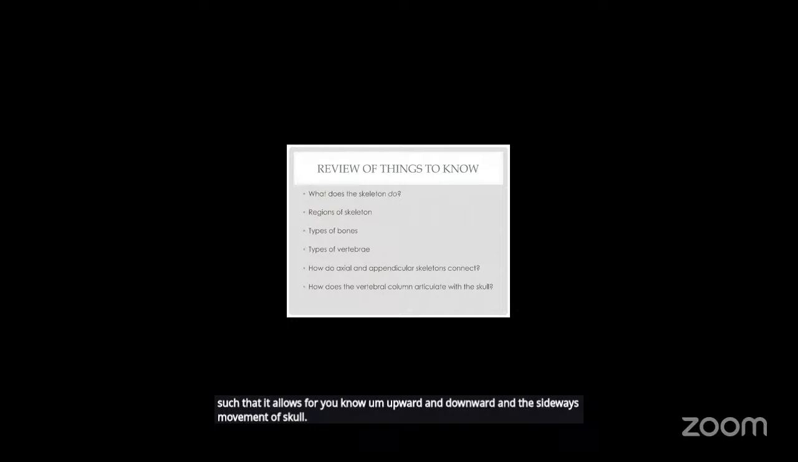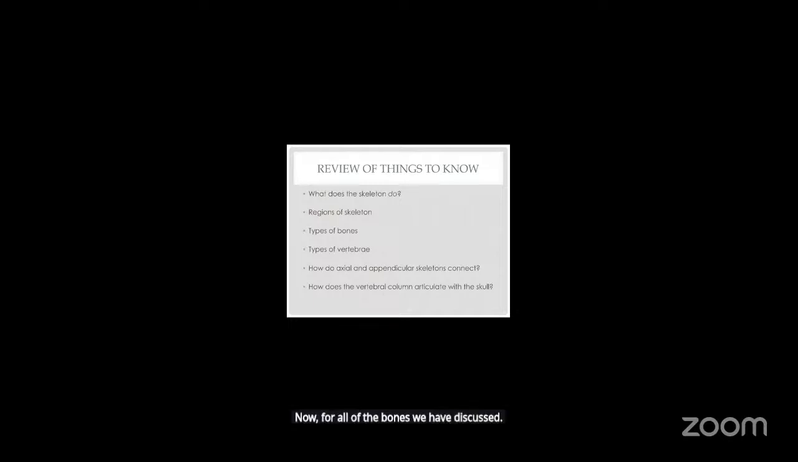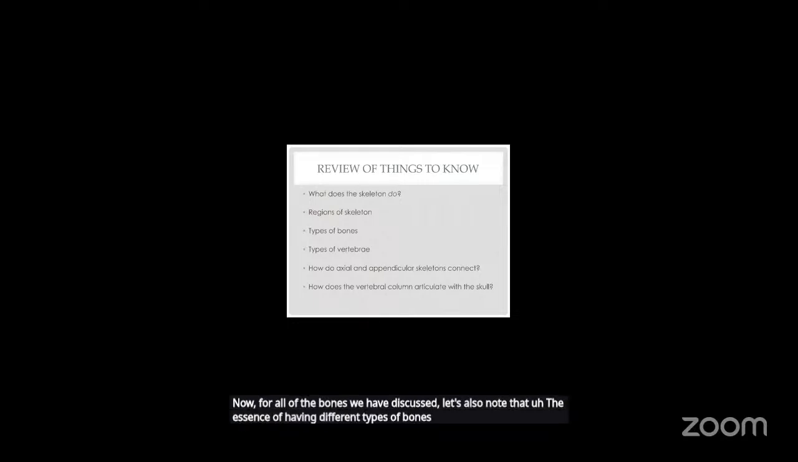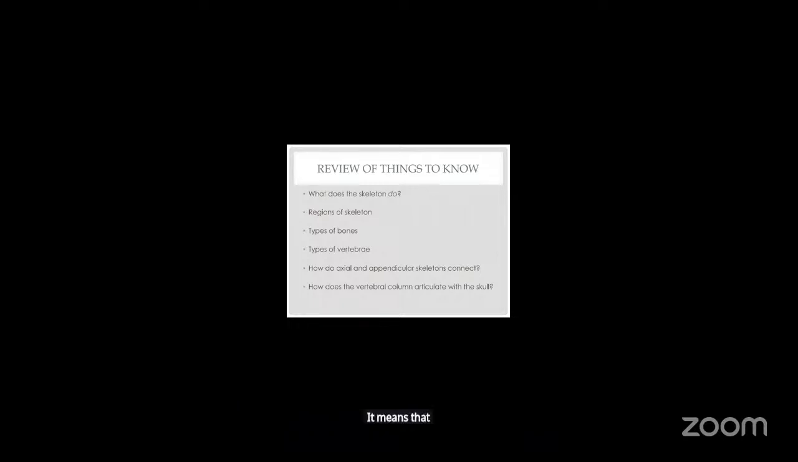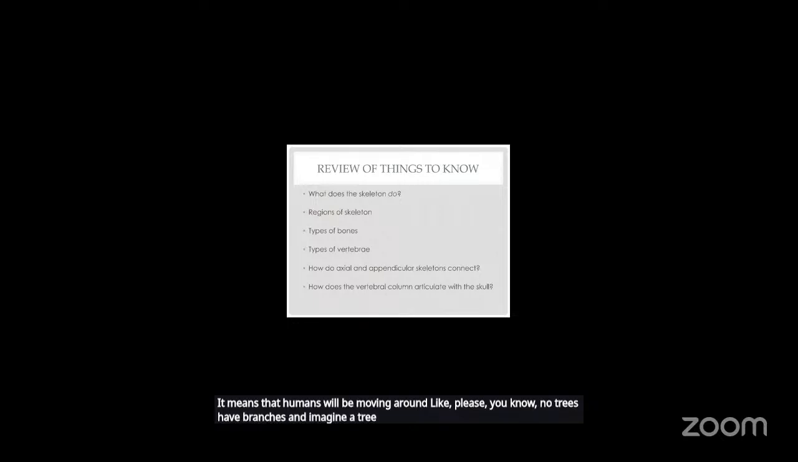Now, for all of the bones we have discussed, let's also note that the essence of having different types of bones, different types of vertebrae, different types of articulation is to allow for flexibility. Because if all of these bones were in one piece, humans would be moving around like trees. Imagine a tree moving, with the branches spread sideways. It would make the whole essence of having a skeletal structure very cumbersome.